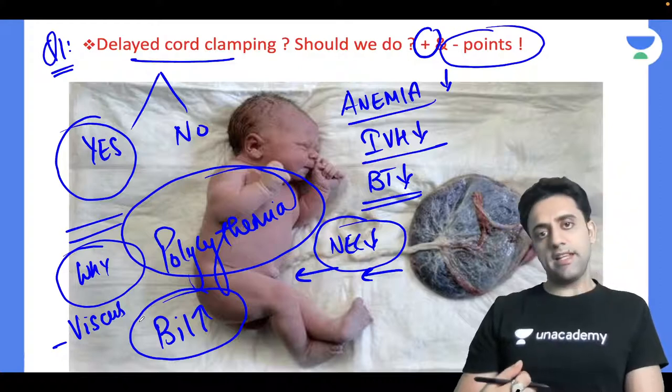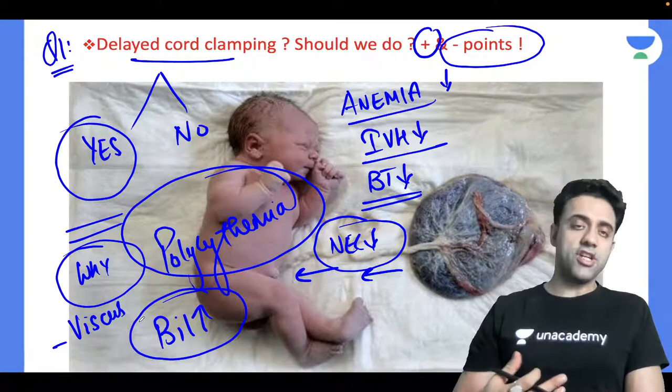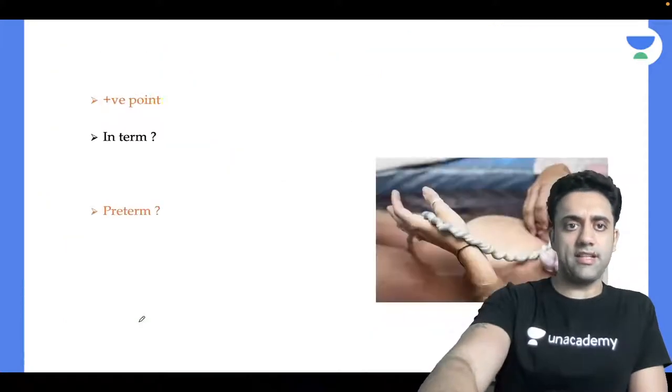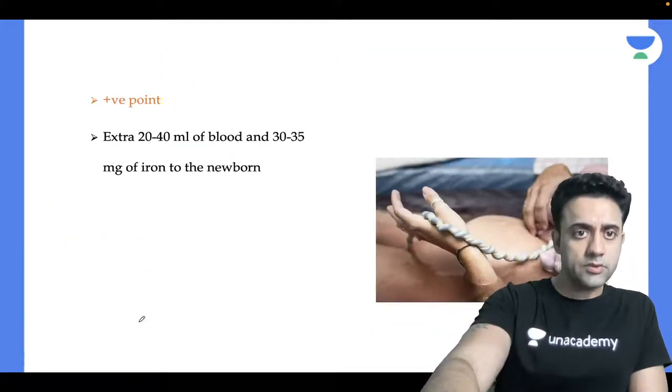The benefits basically are that the baby will have fewer chances of anemia, IVH, blood transfusion and necrotizing enterocolitis. That's it.